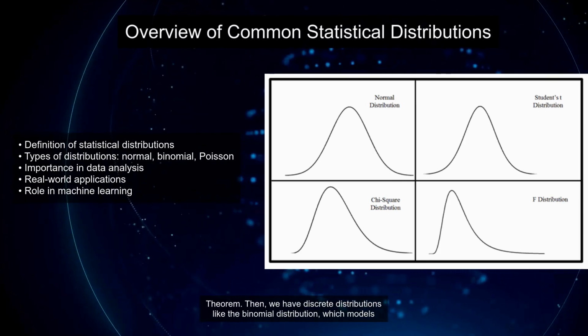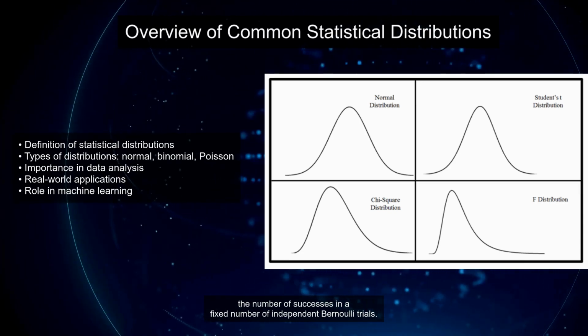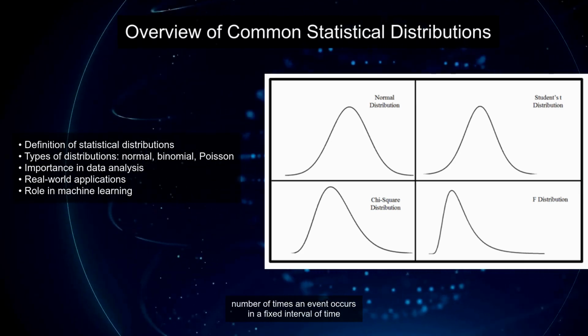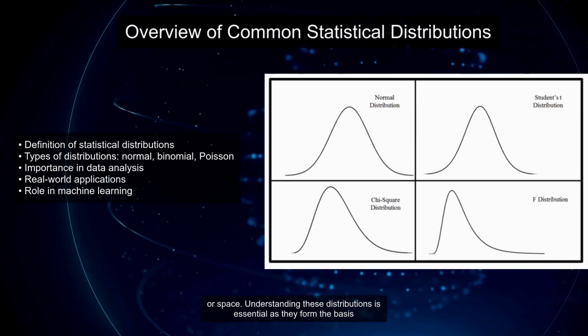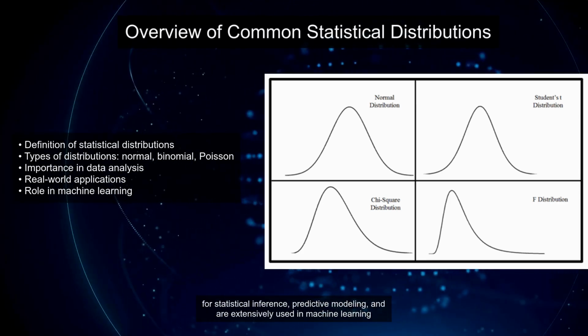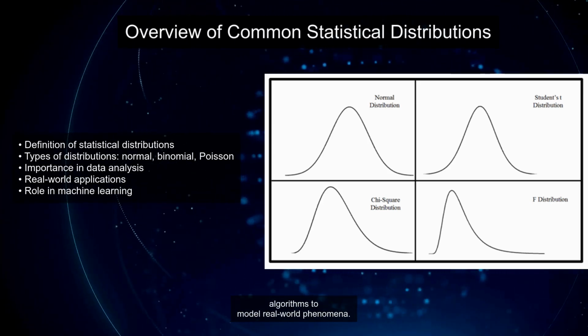Then, we have discrete distributions like the binomial distribution, which models the number of successes in a fixed number of independent Bernoulli trials. The Poisson distribution, another discrete distribution, is often used for modeling the number of times an event occurs in a fixed interval of time or space. Understanding these distributions is essential as they form the basis for statistical inference, predictive modeling, and are extensively used in machine learning algorithms to model real-world phenomena.